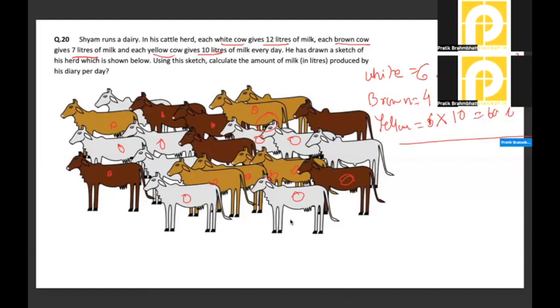When I add all of them up, 72 plus 28 plus 60, I get 160 liters, which is the total amount of milk produced in a day in the dairy of Shyam.